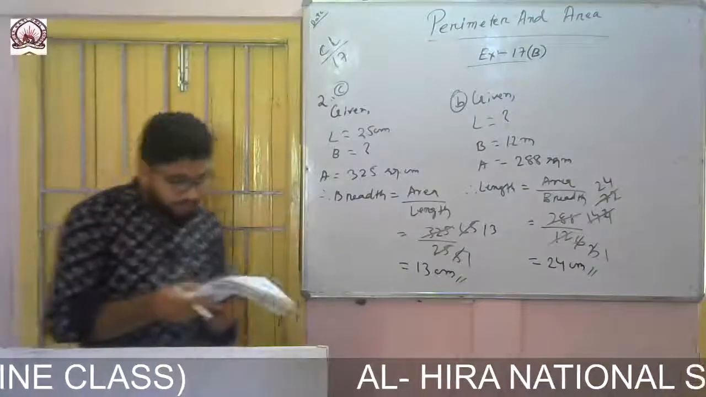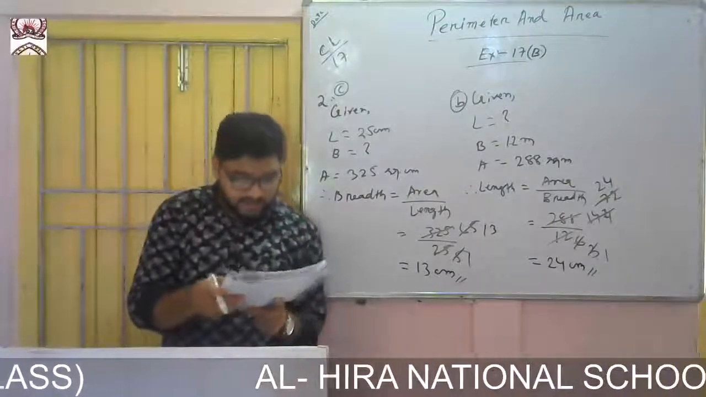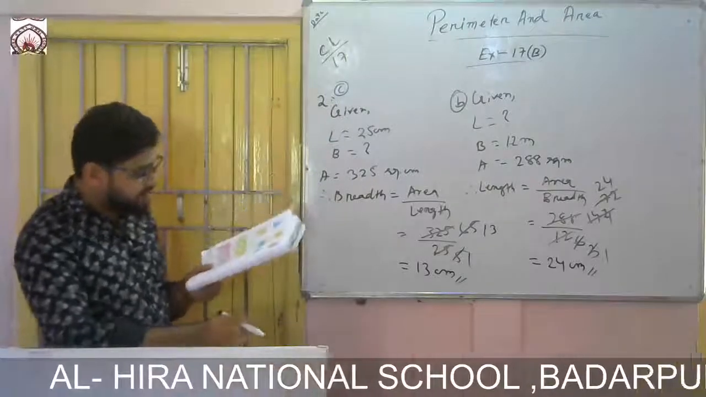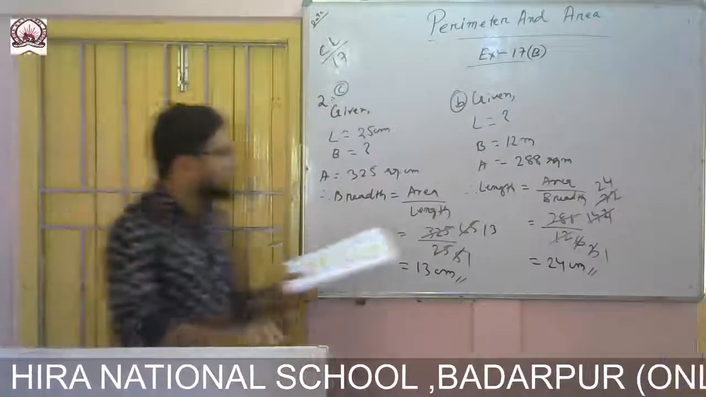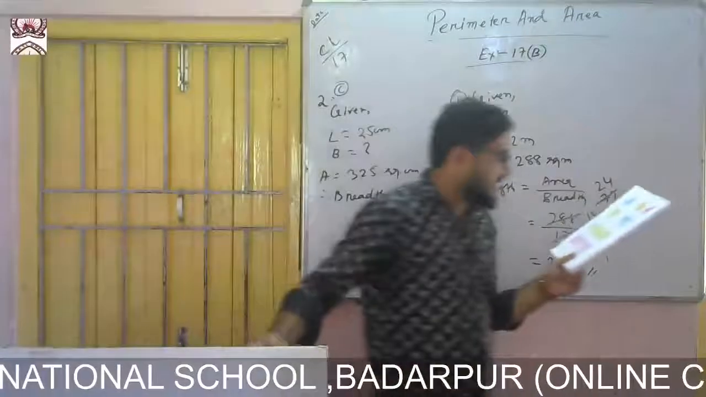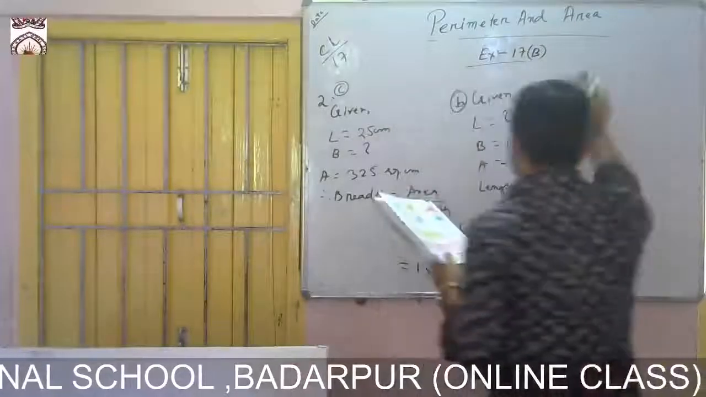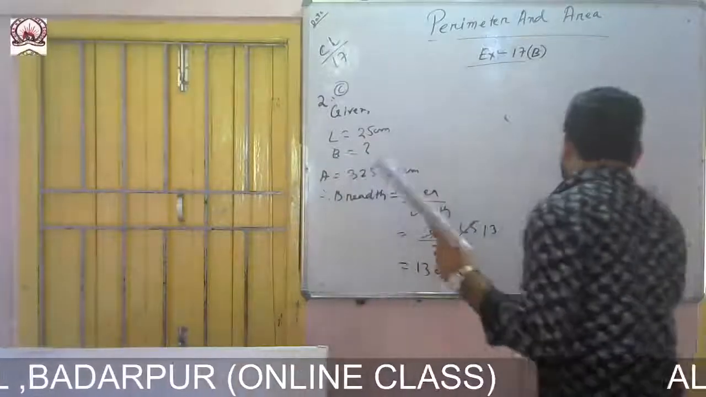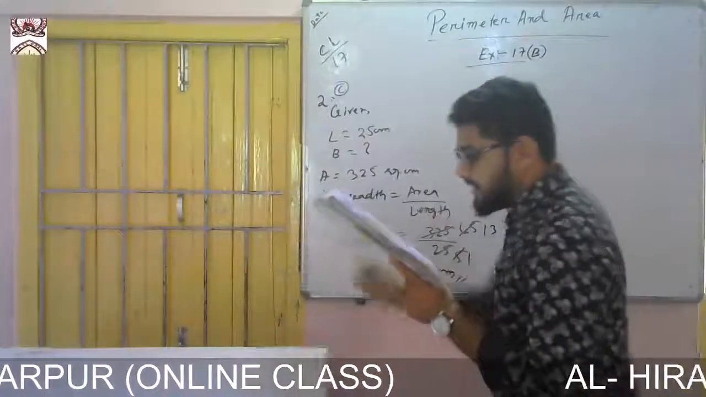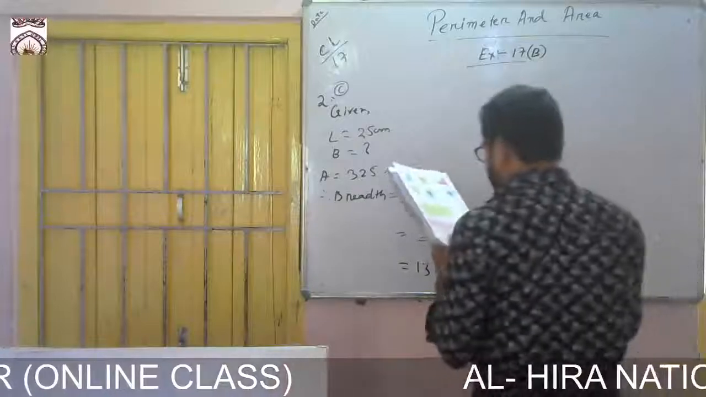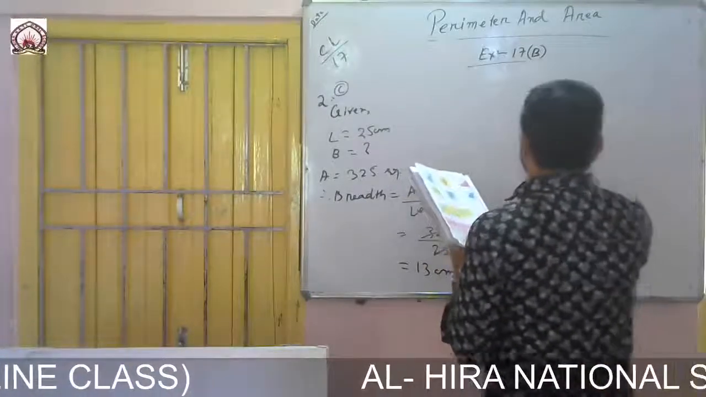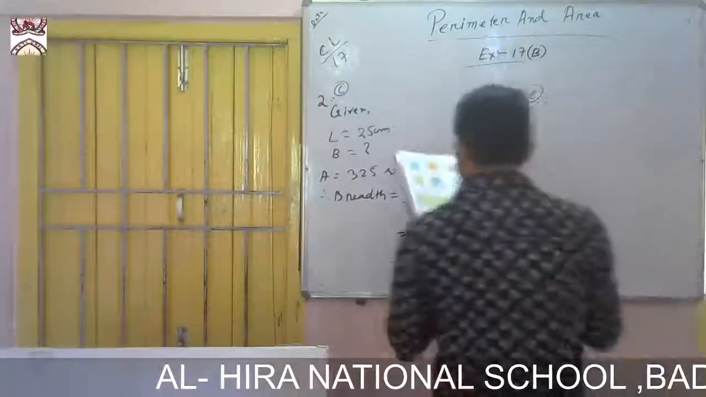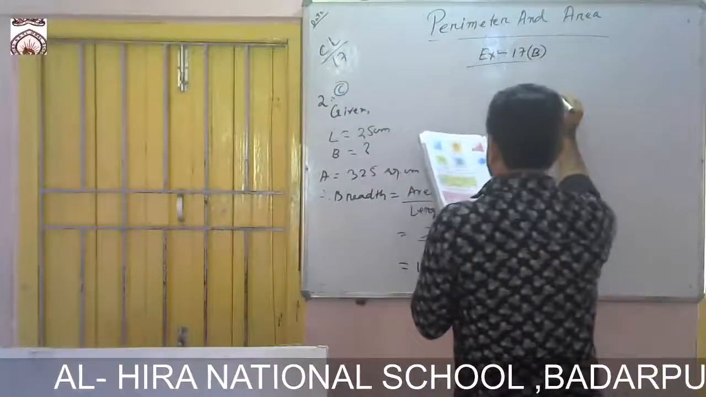Question number D and question number A both are same. So D you practice as homework. Length into breadth, just multiply. Okay, I am solving question number E. A, D, E all are same, so from these I am solving the last one.